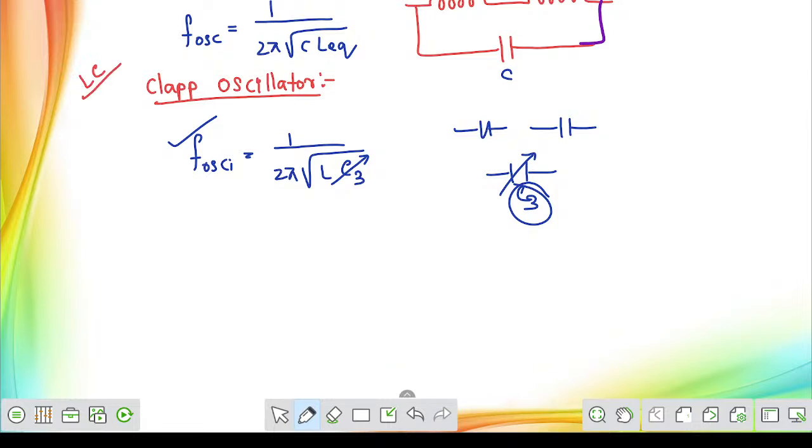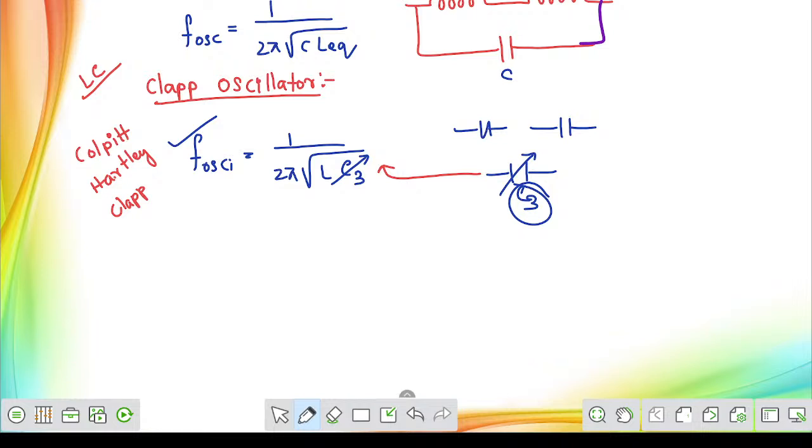Under the LC oscillators, we have seen three types. First, we discussed the Colpitts type. After that, we discussed the Hartley type. Next, we are discussing the Clapp type of oscillator. In the Clapp oscillator, the frequency of oscillation is 1 upon 2 pi into the square root of L into C3, where C3 is nothing but a variable capacitor. It will be mentioned in the question.